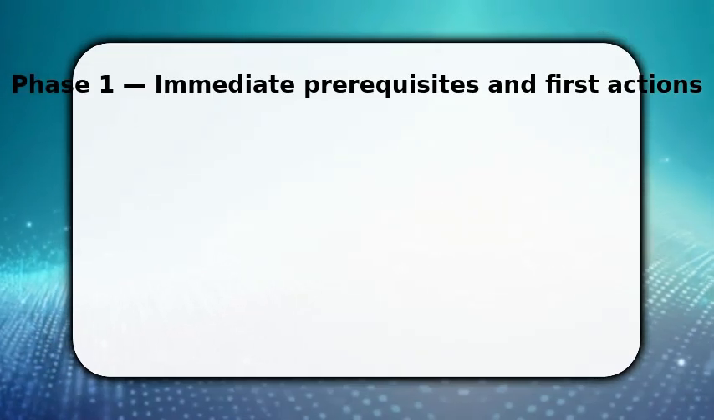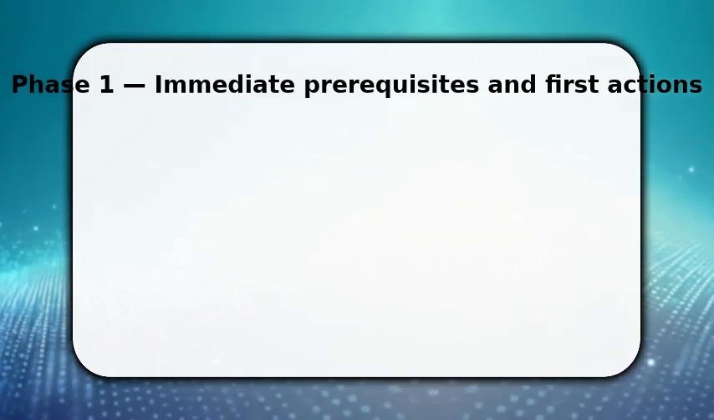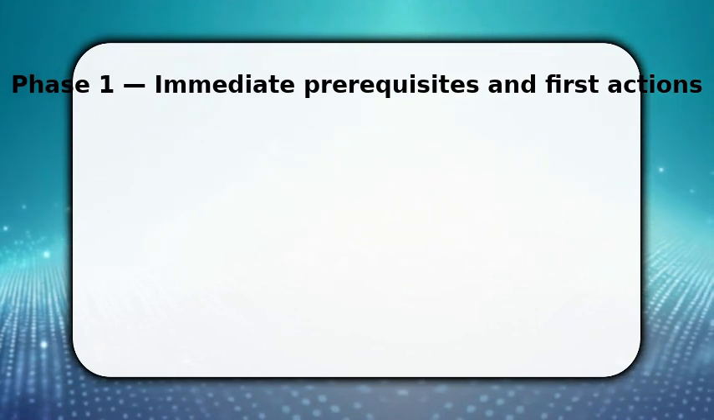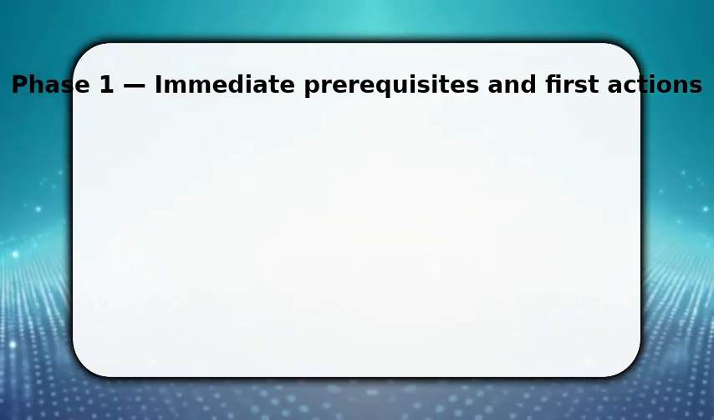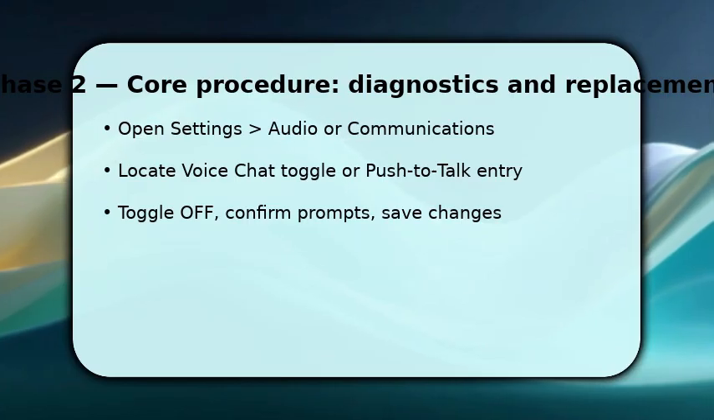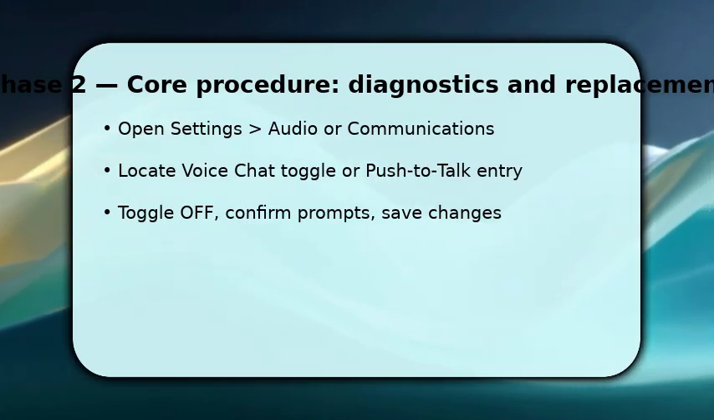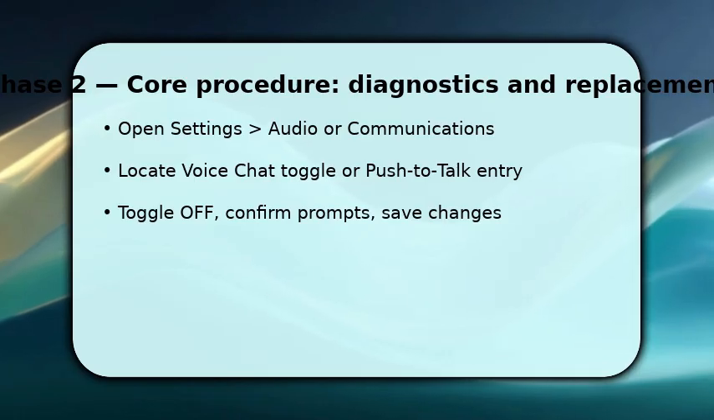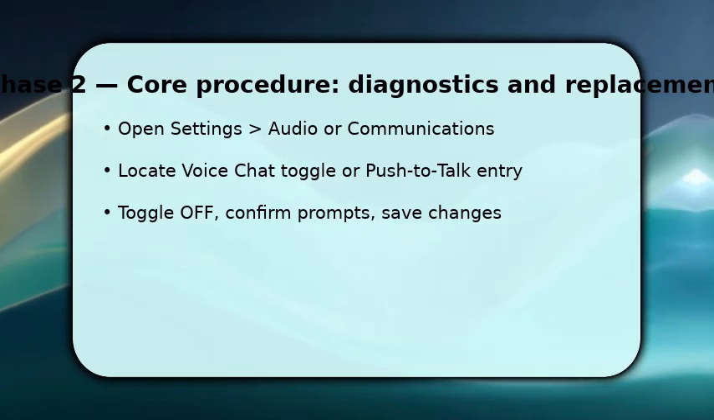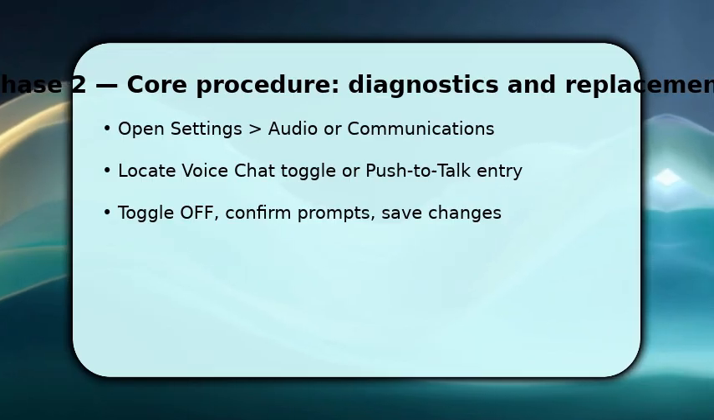You do this now so the rest of the process completes without interruptions, and so you can locate the audio or voice chat option in the next step. Now go into Settings and choose Audio or Communications. That label differs by model, but it's the same function. Once there, locate Voice Chat or Push to Talk and tap the toggle off.